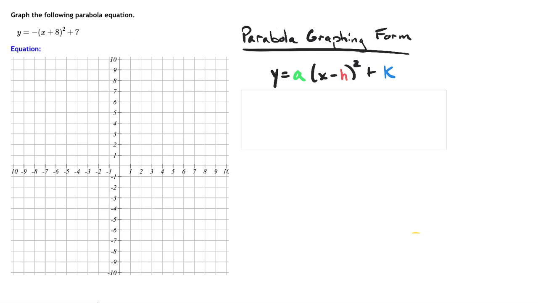In this video, the goal of the problem is to take a look at the equation and then create a graph. Now this equation is in graphing form. As you'll notice, you have the set of parentheses here with that quantity squared. That's first of all why we know it's a parabola, because that's a squared right there. And you have these parentheses, so that's how we know it's in graphing form.